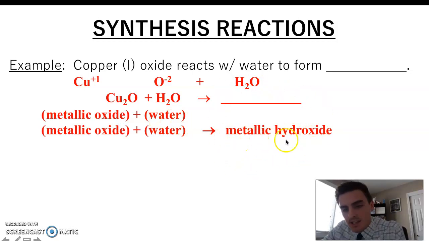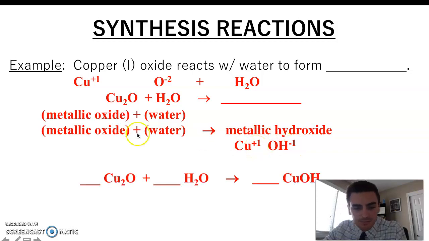So we know since it's only making one thing, that's what synthesis reactions do. And now we don't know what it is, but we know that whenever these two things mix, they make a metallic hydroxide. And a lot of kids will say, well, how do I know what that is? Well, guys, the metal was copper plus 1. The metal over here with hydroxide is going to be copper plus 1. So if I redo that math right there, I know that that's what my product's going to be because of my chem guide and what it's telling me. So I crisscross charges, and now we have our whole complete chemical equation.